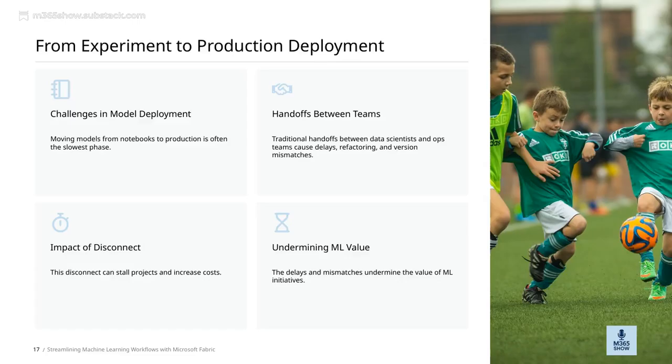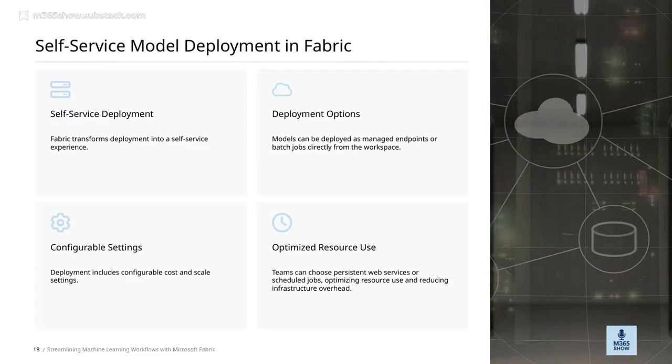Now, let's look at how Microsoft Fabryx streamlines machine learning workflows through its self-service model deployment. One of the key advantages here is that teams can choose between persistent web services or scheduled jobs. This flexibility helps optimize resource use, meaning you're not wasting infrastructure on unnecessary tasks, and it reduces overhead by making deployment more efficient. Additionally, deployment includes configurable cost and scale settings, so you can tailor resources to meet your specific needs without over-provisioning.